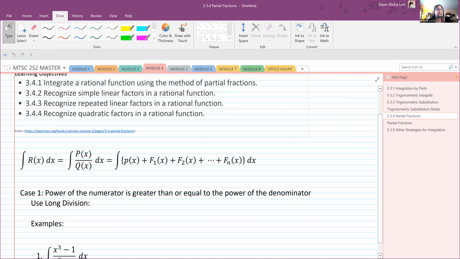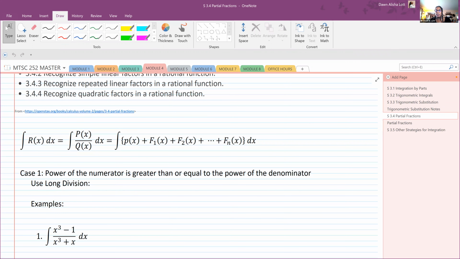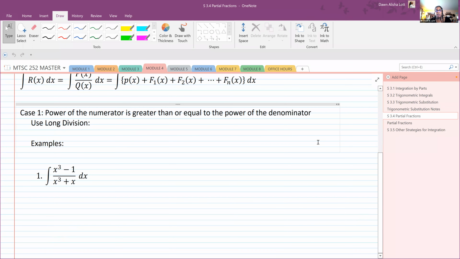The first case is when the power of the numerator is greater than or equal to the power of the denominator. And in this case, we're going to use long division. So you guys remember long division. I always did it: Does Mary sell balloons? Divide, multiply, subtract, bring down. Whatever works for you, that's what we're going to do.